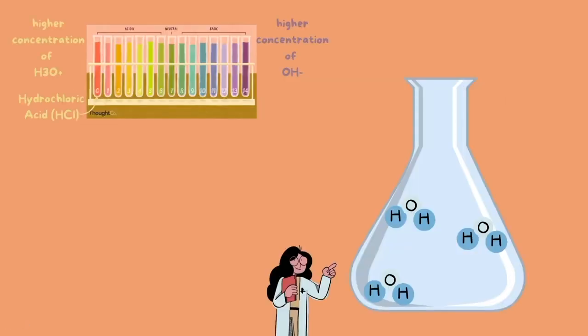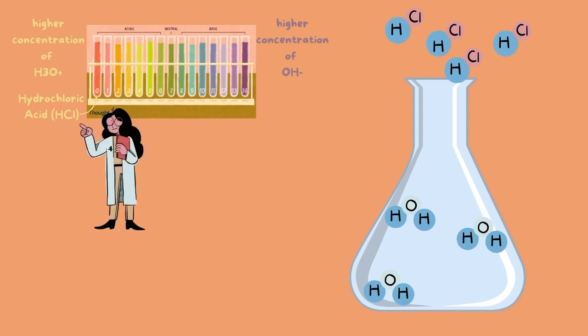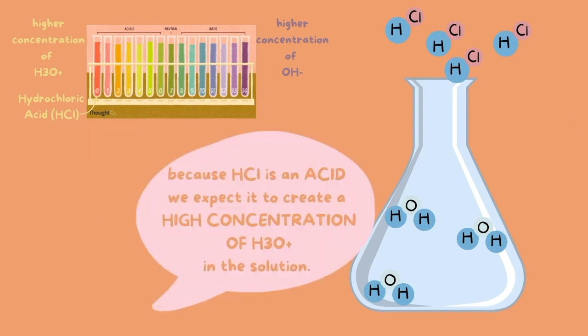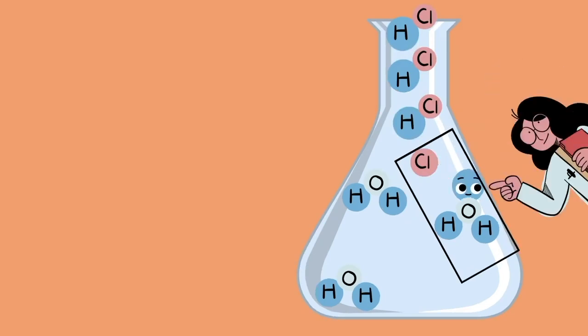So here we have a flask with some H2O molecules in it, and we're going to add some hydrochloric acid, represented by these molecules. Remember, these molecules are representing our sample here. Because hydrochloric acid is an acid, we expect it to create a high concentration of hydronium ions in the solution. So if we take a close look, we'll notice that H2O is actually attracting that hydrogen atom away from HCl. So that hydrogen is going to detach itself from chlorine, and it's going to make its way over and attach itself to H2O.